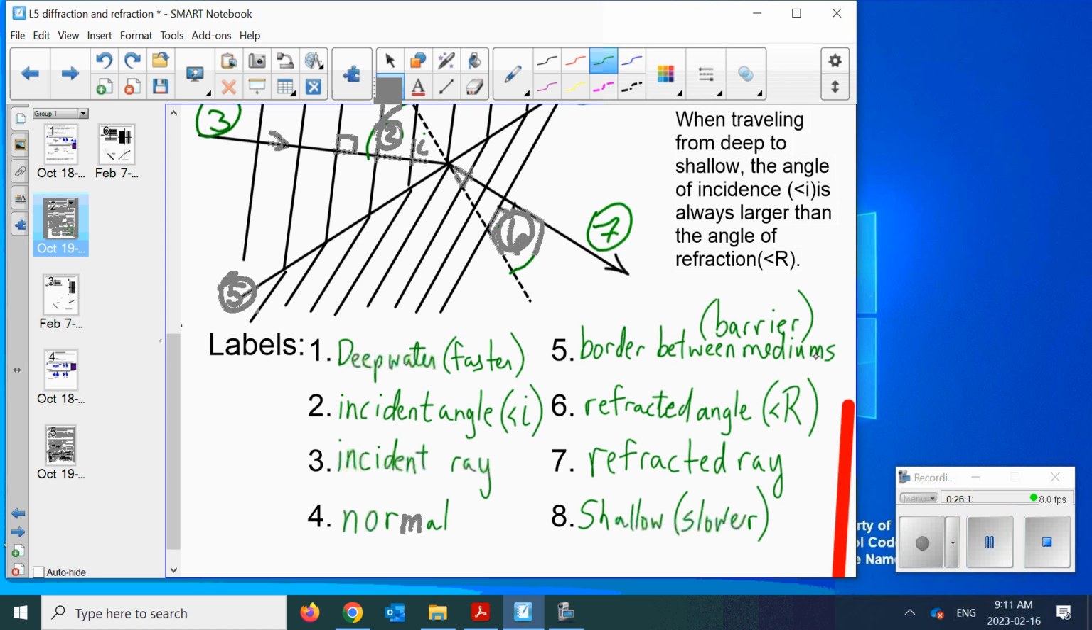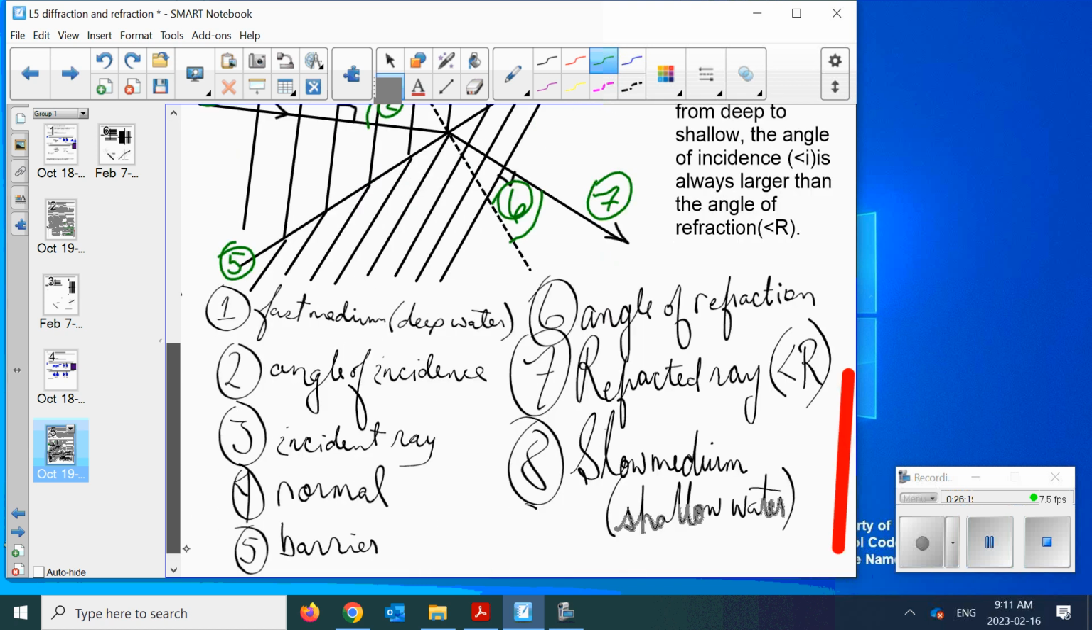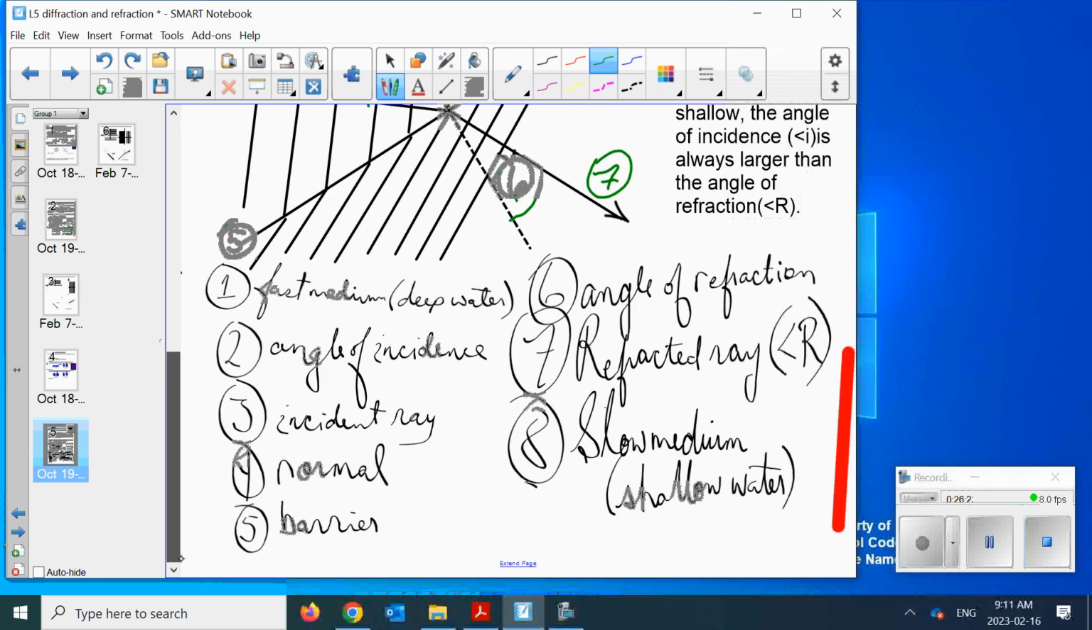Anyways, that's not a magic physics word. Okay? Let me just see something. Refracted ray, capitalized, slowly, shallow water.